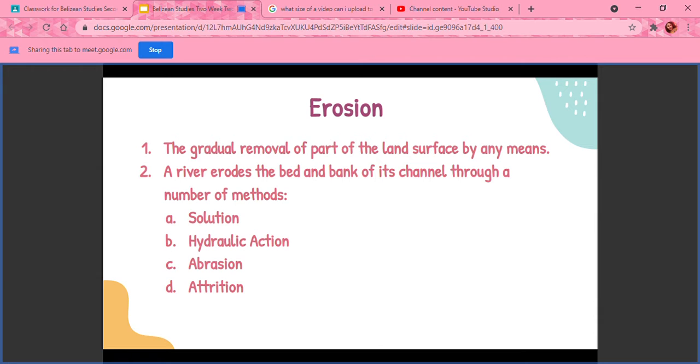And we're going to talk about 4 different ways that this can happen. You have by solution, by hydraulic action, by abrasion, and by attrition. So these are the 4 ways how erosion can happen in a river. All right? If I am moving too fast in the slides, you guys can tell me to pause a minute and I can do that, right?